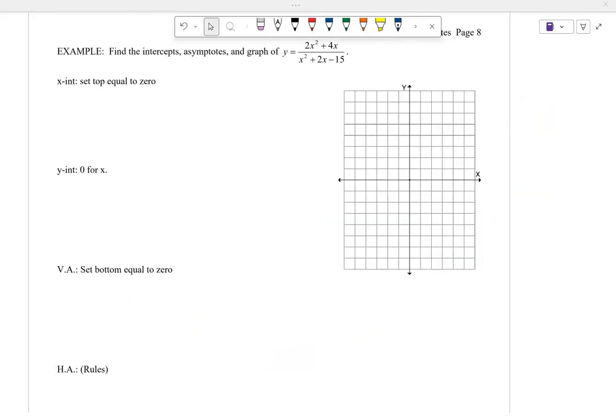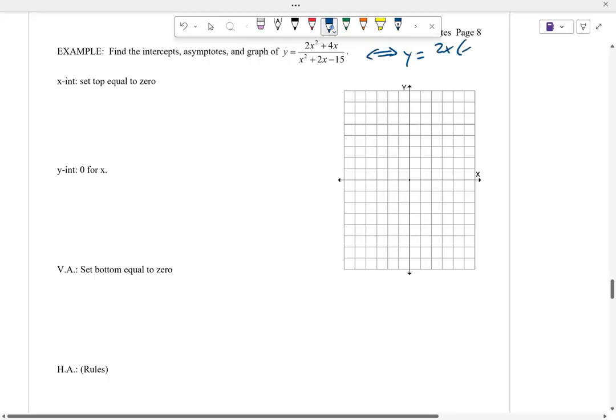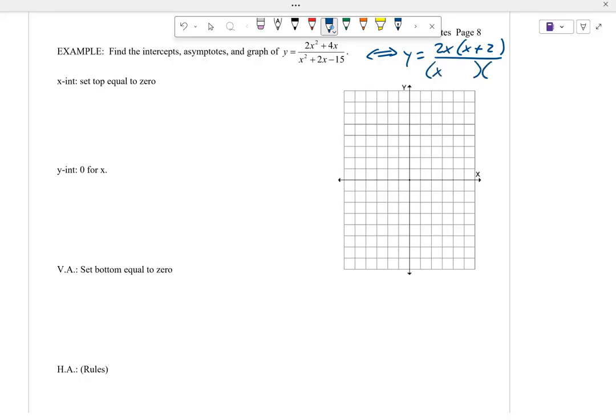Well, let's take a look at this next one. Notice it's not in factored form. I'm going to go ahead and factor out a 2x initially. And it looks like the denominator will factor into plus 5 and minus 3. Looks like no factors cancel.